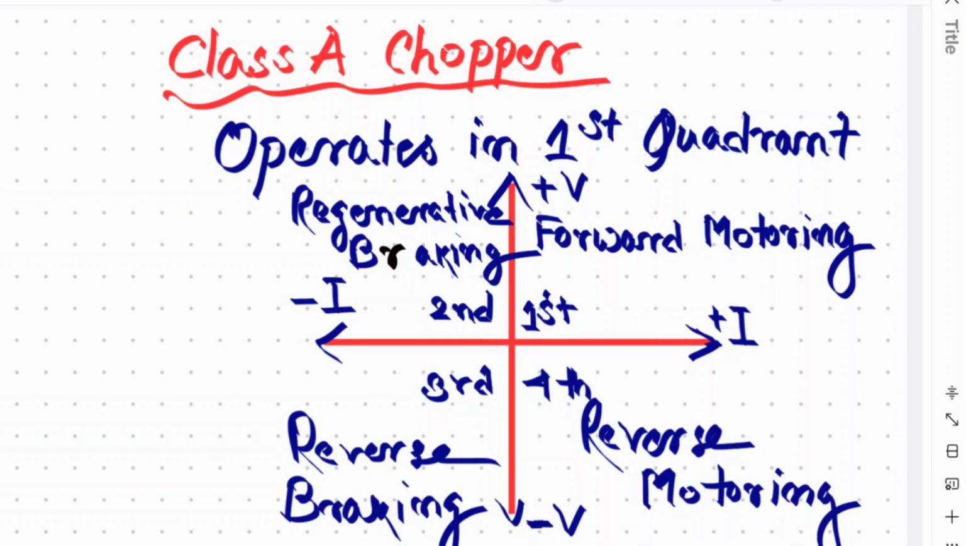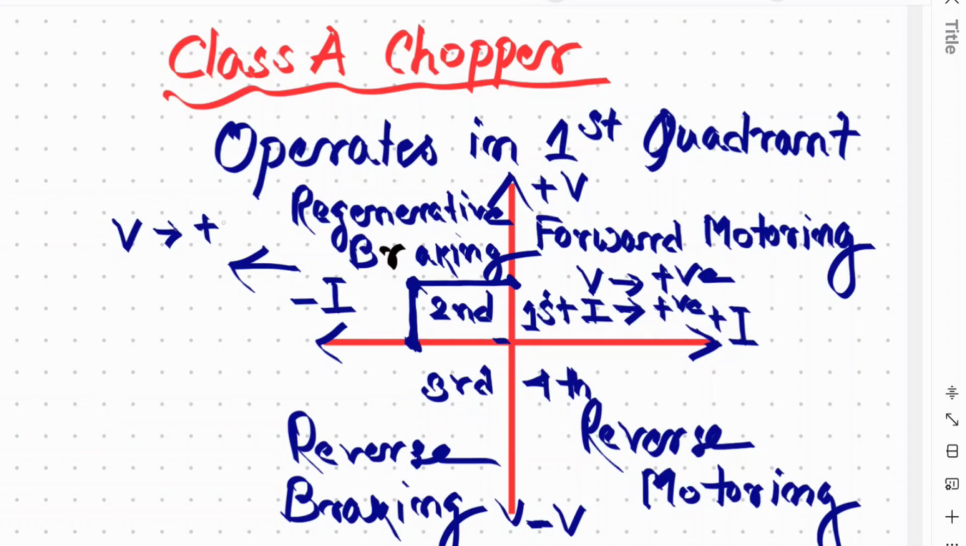Now the signs. In the first quadrant, both are positive: voltage is positive, current is positive. In the second quadrant, if any point lies here, the current is negative and the voltage is positive. So the current value lies here and the voltage here: voltage is positive, current is negative.